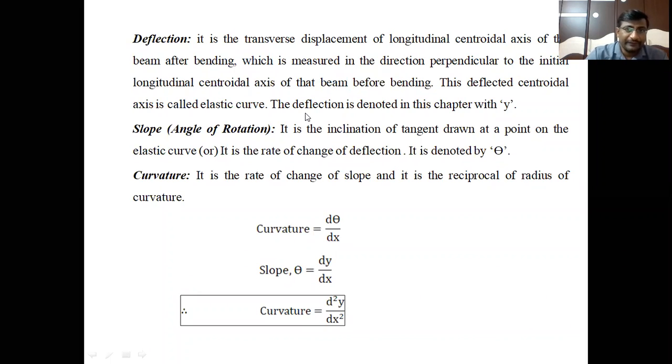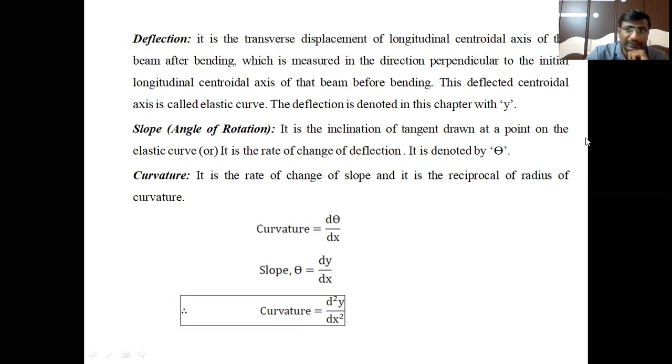So the central axis after deflection is called the elastic curve, because the beam is deflected within the elastic limit. That's why the curve which is deflected after bending is called the elastic curve. The deflection is denoted by small y. That vertical displacement is represented by small y.